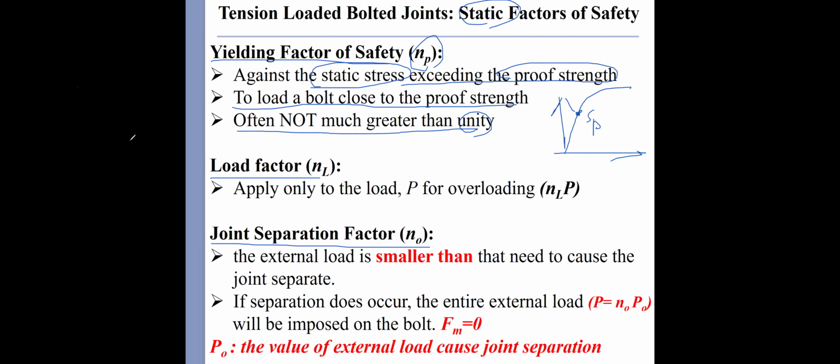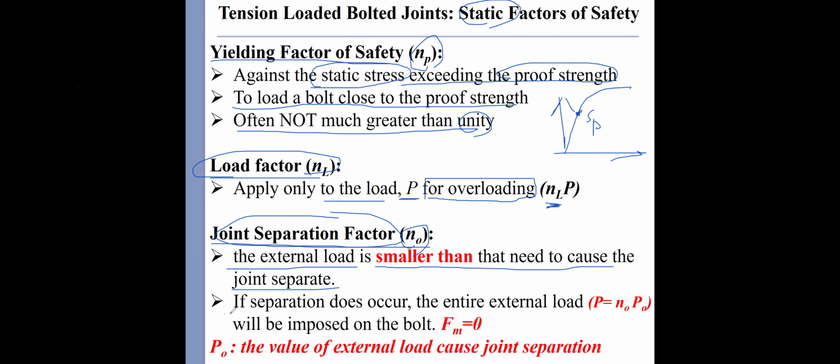The second factor is called the load factor. We apply it only to the load P, the external load, for overloading. That means we have a large external force applied to that joint, and how much the force can be, we have to define with the load factor. The third is the separation factor, for when the external load is smaller than that needed to cause joint separation. So I define this N_0 to specify the external load which is smaller than that needed to cause the joint to separate.